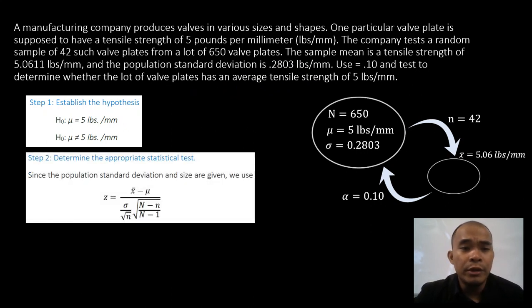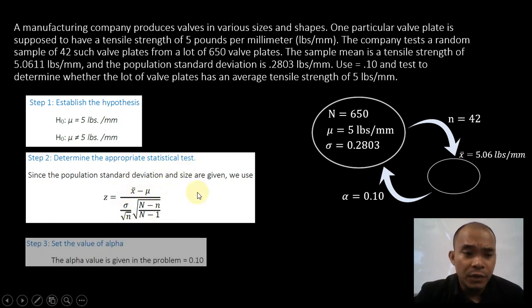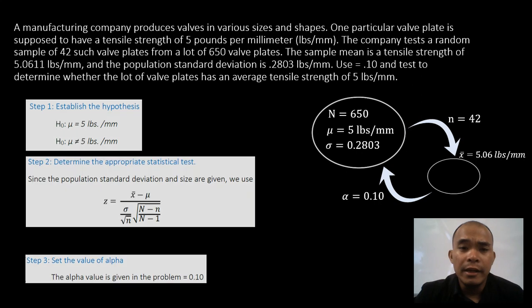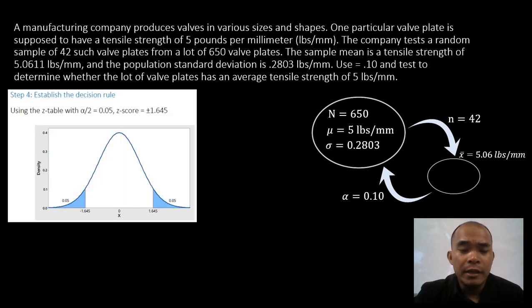In step 2, determine the appropriate statistical test. Since the population size is given and the population standard deviation is given, we're going to use this formula here with a finite correction factor. And then set the alpha value. The alpha value is already given, the 0.10. The 0.10 is divided by 2 because this is a two-tailed test. That is why the 0.05 here and the 0.05 here.